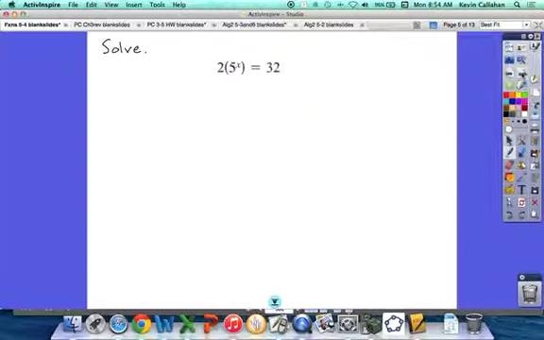The list I just gave you, the first step of solving an exponential is isolate. What do you have to do to this problem to isolate? I mean, the exponential is 5 to the x. What do you have to move? The 2, right? So how are you going to do that? How about a divide? So 5 to the x equals 16. Okay, that was the first step.